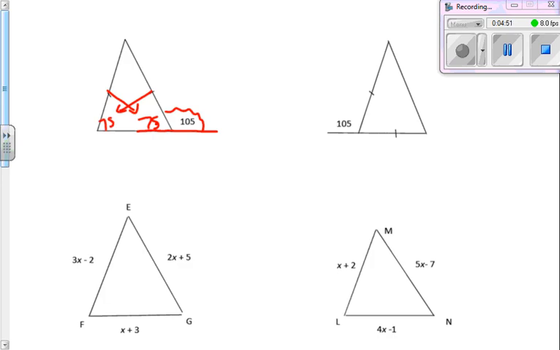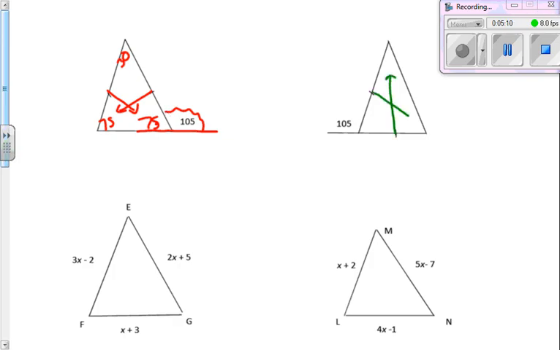And I can add them together. I get 150. 150 subtracted from 180 leaves me with 30 up here. So if you notice, we're using all of our angle relationships to continue on. Got to know supplementary, vertical, all that good stuff. All right, take a look at our next one.